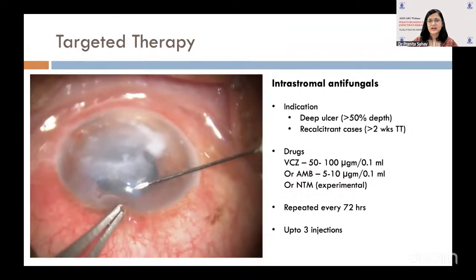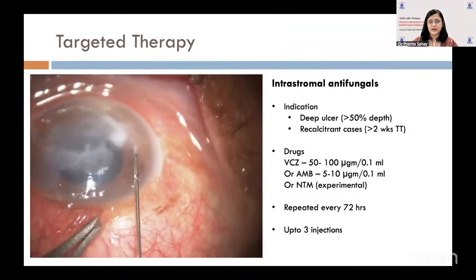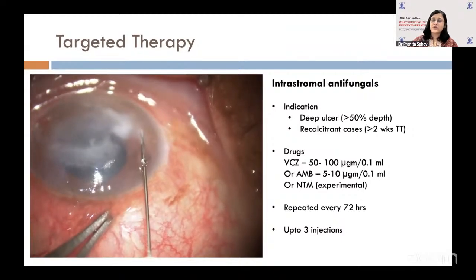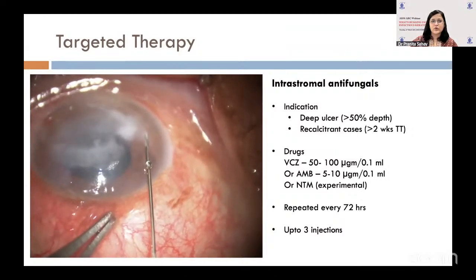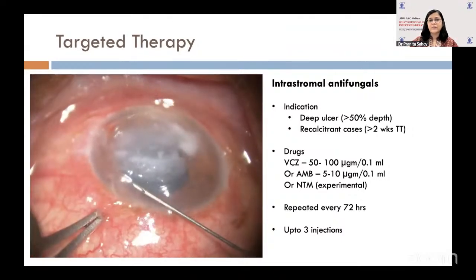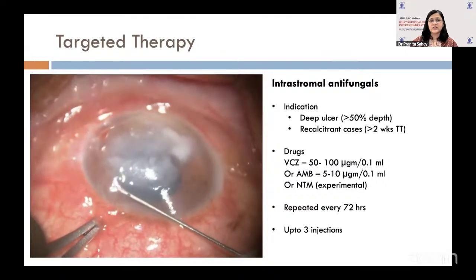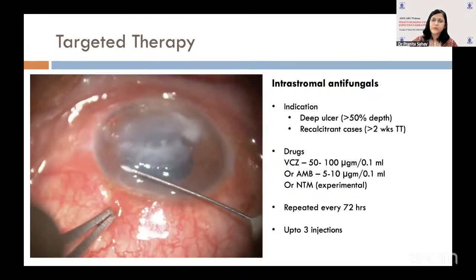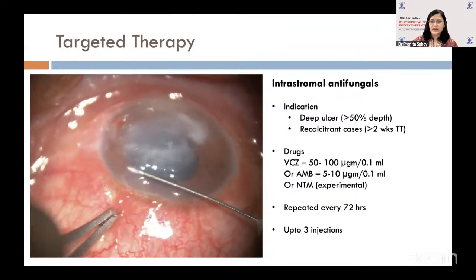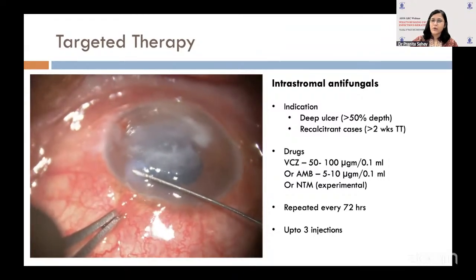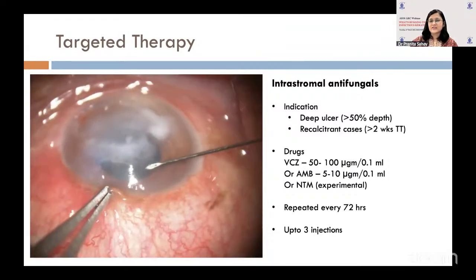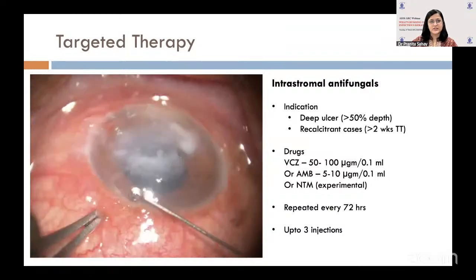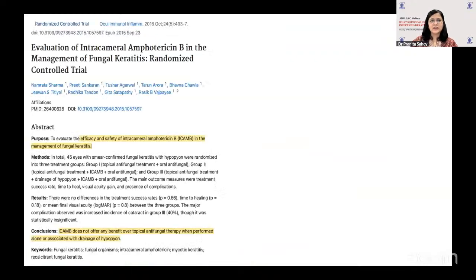When you inject, you see a white hydration that occurs at the site of injection, and you give around 6 to 8 injections all around the ulcer to create a barrage kind of thing, wherein you're creating a depot of high concentration drug around the ulcer. Voriconazole, amphotericin B, and natamycin all have been tried. However, voriconazole is the one that is most commonly used, and this can be repeated at 72 hour intervals. Up to 3 injections have been described in literature.